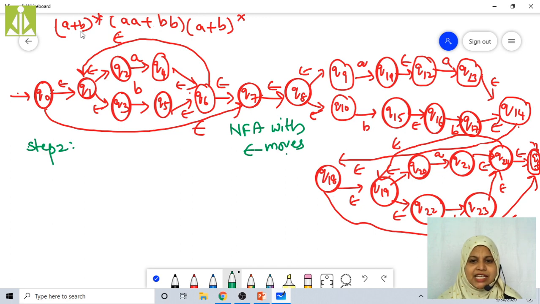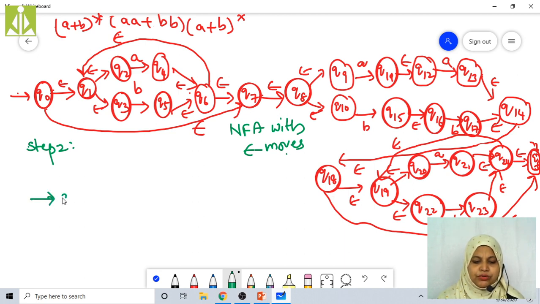See here, this is A plus B whole star. How are we going to solve this equation? A plus B whole star means that is the star closure. So directly here, I am just giving the direct explanation.